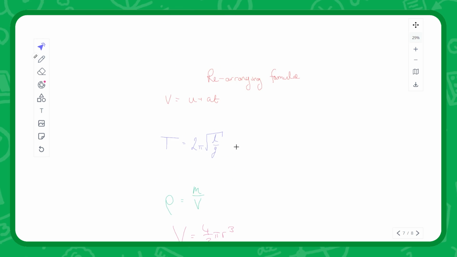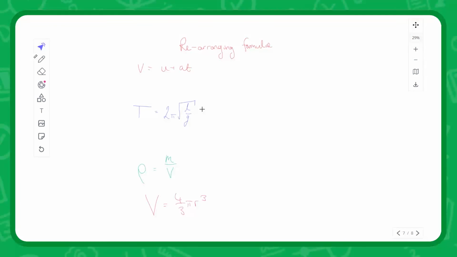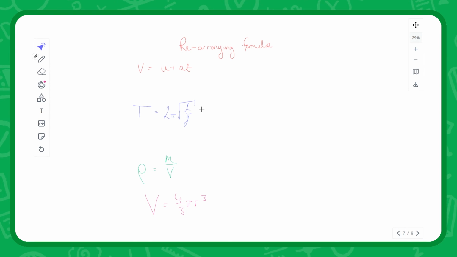That's about all the time that we've got for, guys, so hopefully you've learned a lot more about how to rearrange formulae as best you can, and also some of the skills that will help you in science and maths.